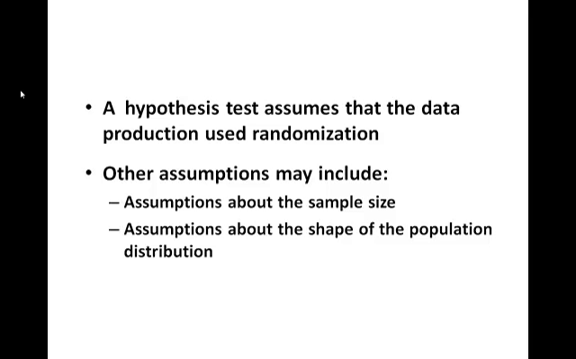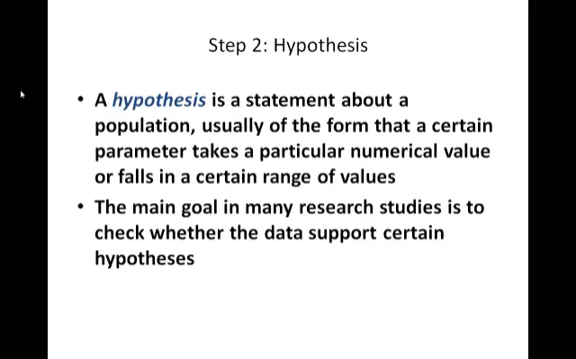So assumptions: the basic assumption is that your data was gathered randomly using randomization, and there could be some other assumptions based on the type of test you're running. The second step is to write your null and alternative hypothesis.